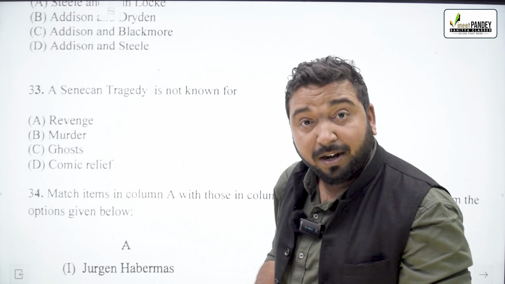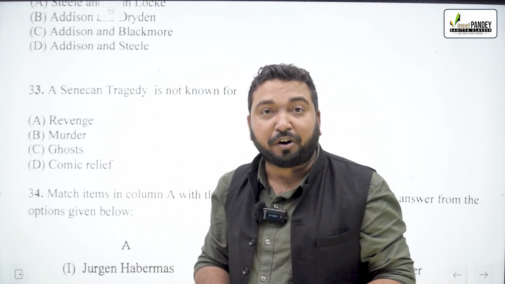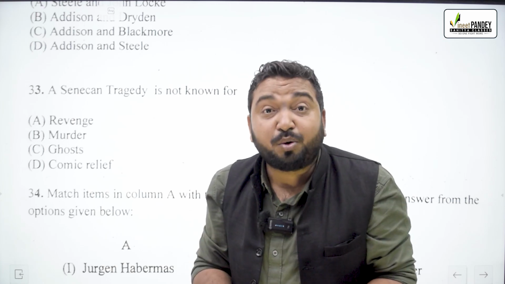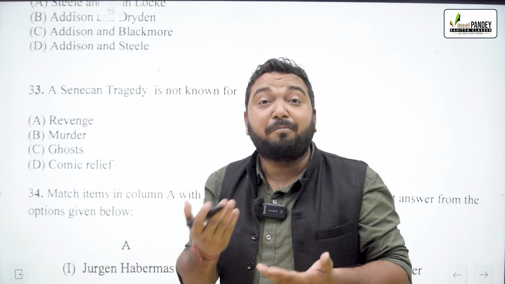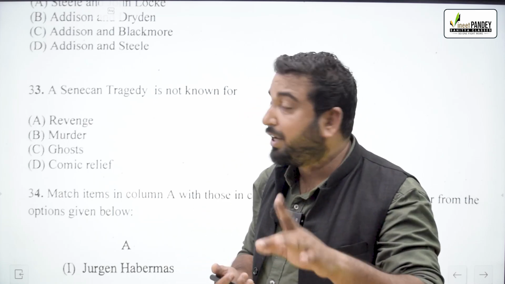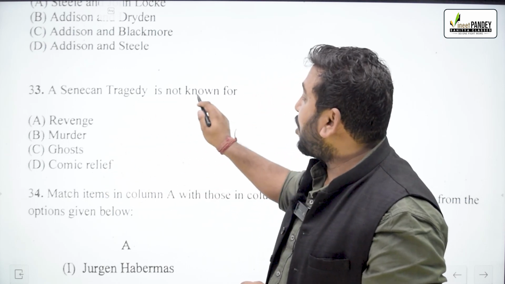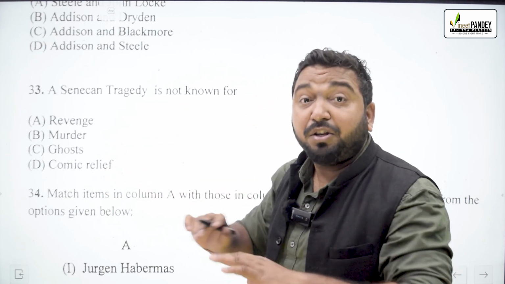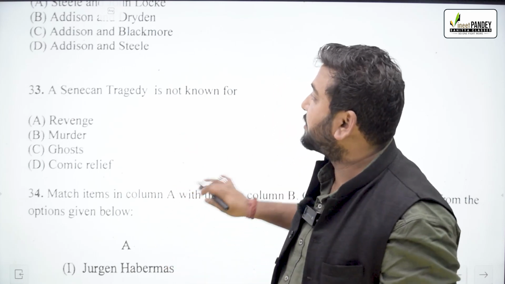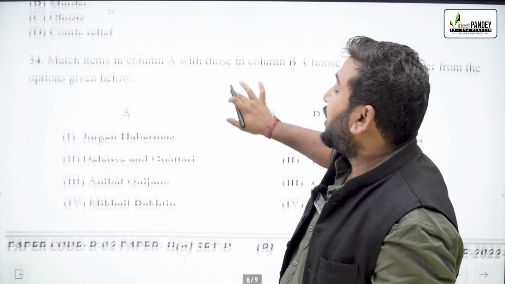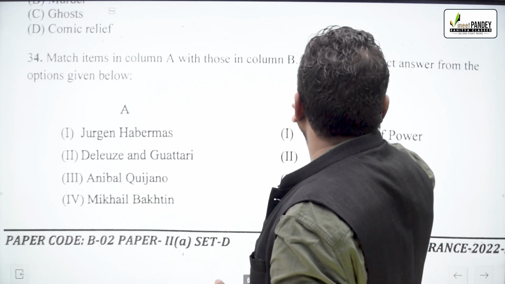So revenge is there. Now if there is revenge, then there will definitely be murder. The murder is going to be the part of the revenge. Then there are ghosts. Ghosts are taking revenge. Hamlet is a revenge tragedy. Ghost of father, Banquo, everyone. Not Banquo, sorry. Ghost of father. Comic relief is not known for. There is no comedy. Thomas Kyd, Senecan tragedy writer, did not write any comic relief. Direct answer. Question number 34 is match the items column.